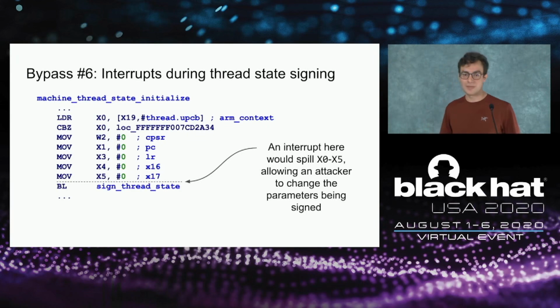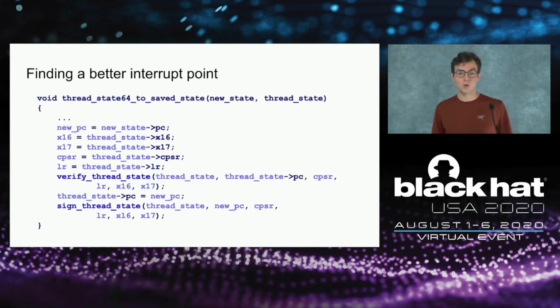So I started searching for other places that sign thread state was called where it might be easier. And I eventually ran across this function, thread state 64 to saved state. This function is the implementation of the user system call thread set state, which is responsible for setting the registers in a user space thread. So imagine that a user space process has created a new thread, and it wants to set the values of all of the registers in that thread. So this is the actual implementation of thread set state in the kernel.